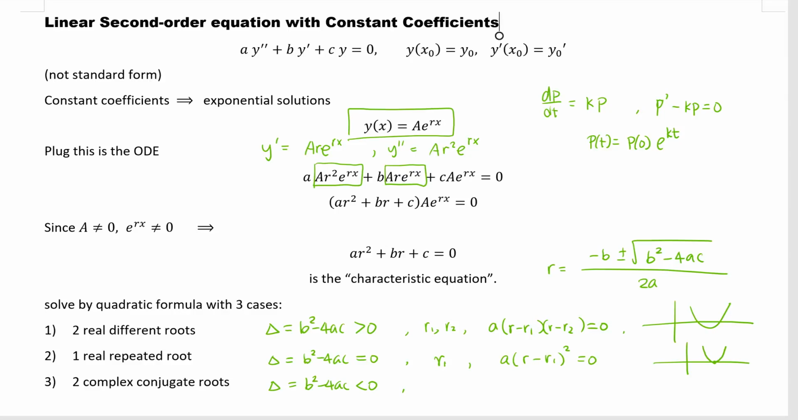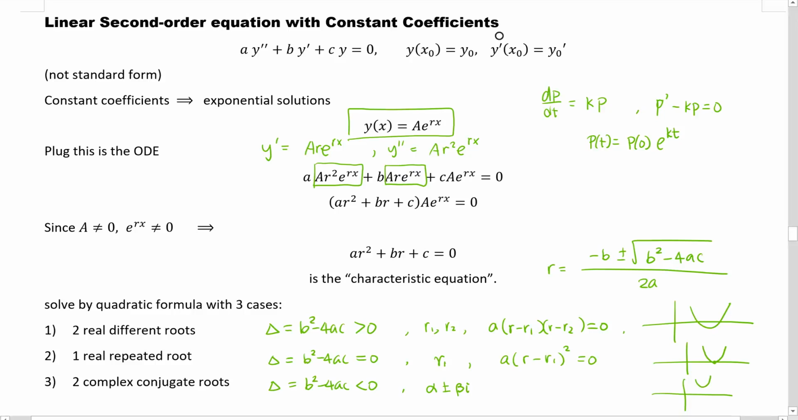So we expect to have 2 complex roots. No real roots, but 2 complex roots. Usually we denote them alpha plus or minus beta i. Alpha is the real part, beta i is the imaginary part. In terms of the picture, it lies above the x-axis, so there are no x-intercepts.